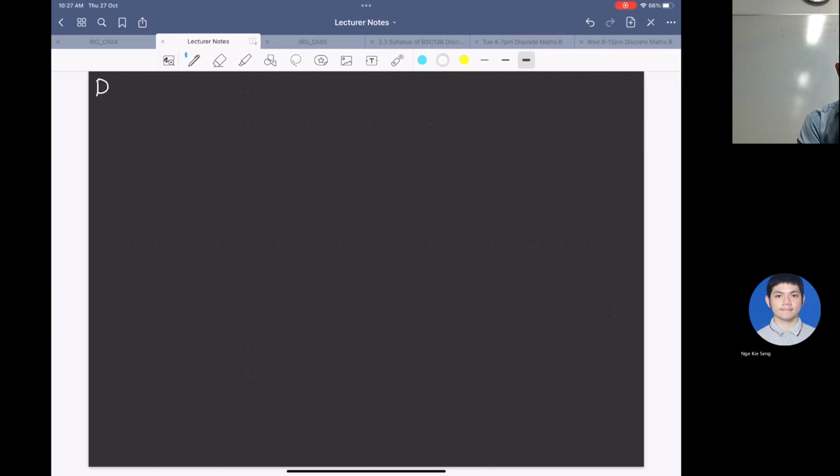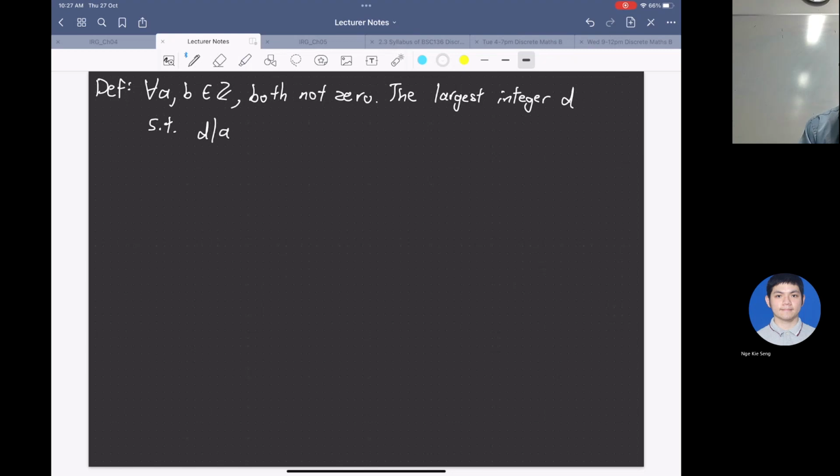GCD. So let's take two numbers, both not zero. So what's GCD? You take all the divisors of A and B, and then find the largest one. So GCD is the largest integer D such that D divides A and D divides B. No worry if you don't get this line. We will get into the example really soon.